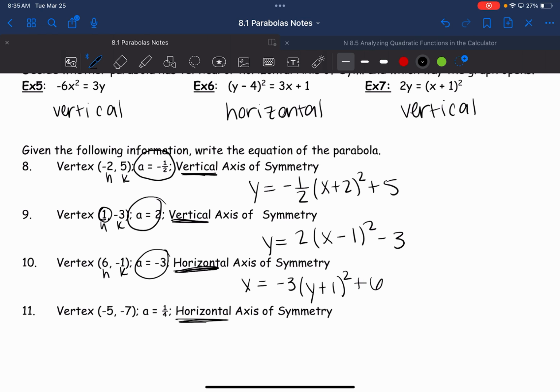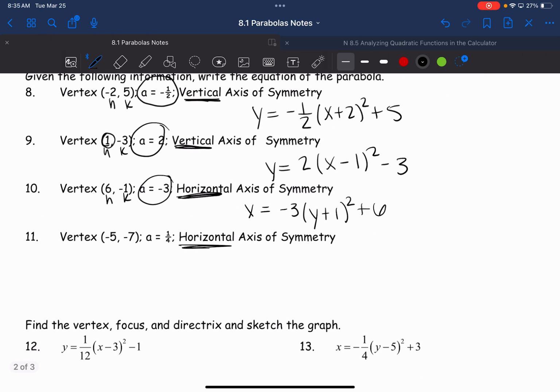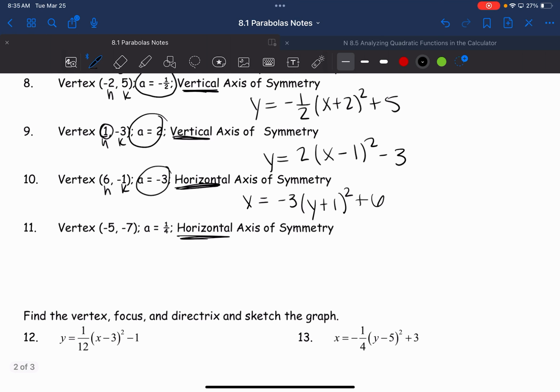All right, and then number 11 was also a horizontal. So what was that equation? Okay. So we have y plus 7, quantity squared, minus 5.